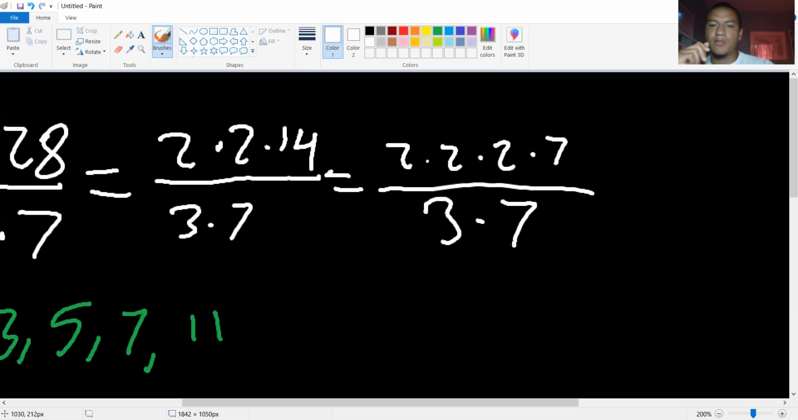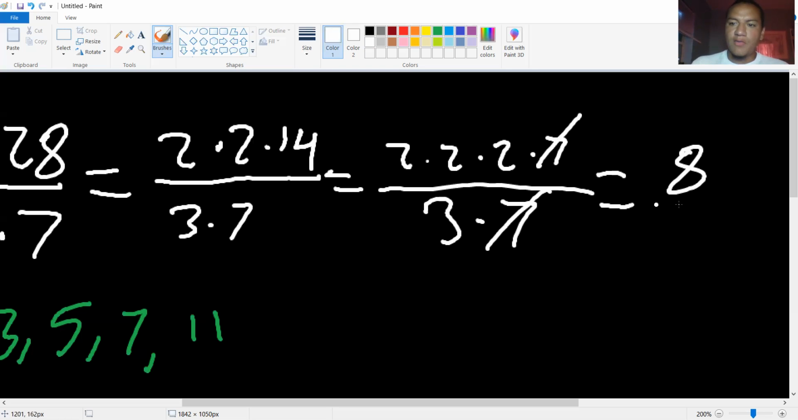Now here's the simplifying part, is that the 7s just cancel out. And so you get 2 times 2 times 2 times 3, which, if you check it for yourself, gives you 8 over 3. So that's how you simplify a fraction.